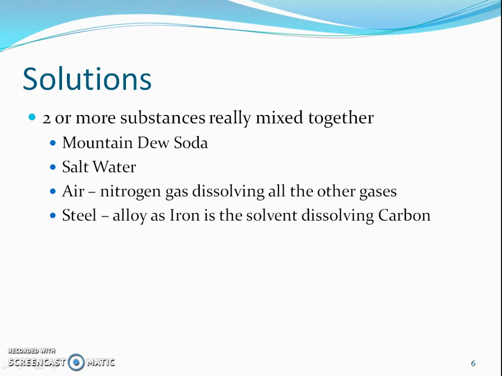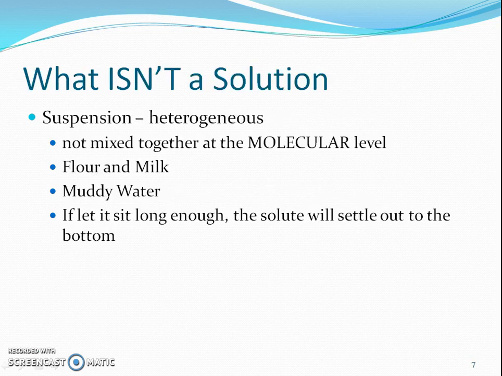Here are my notes. He said that a solution is basically two or more substances really mixed together. So he talked about soda, salt water, and then he reminded you that gas is also mixed as a solution. Steel, an alloy, is also a solution. But what isn't a solution is something that's called a suspension, or something that's heterogeneously mixed. So they're not thoroughly mixed on the molecular level. And then he talked about a couple of examples.